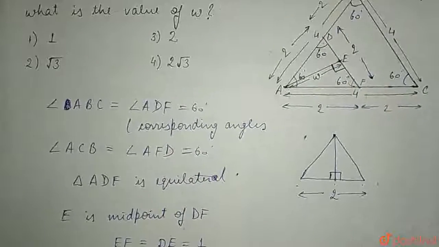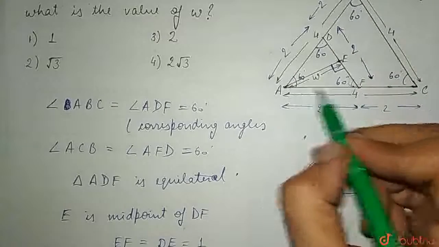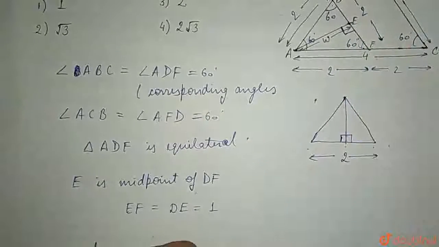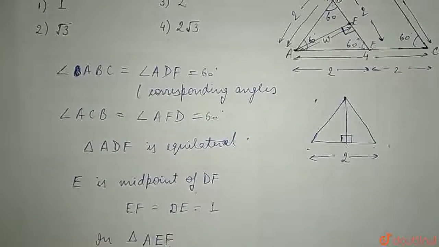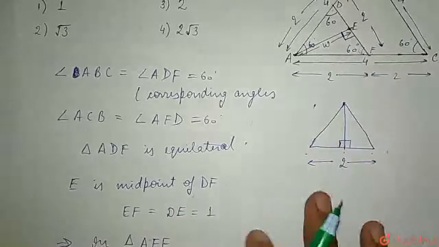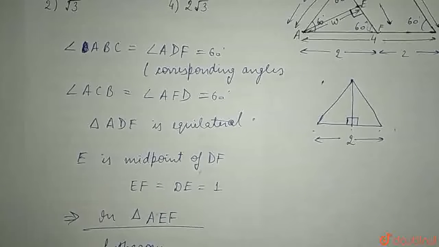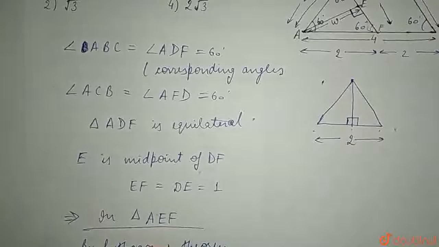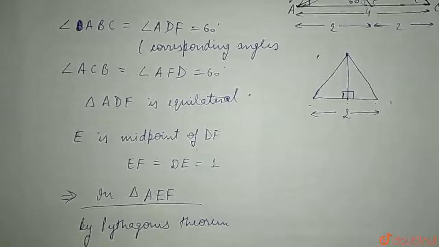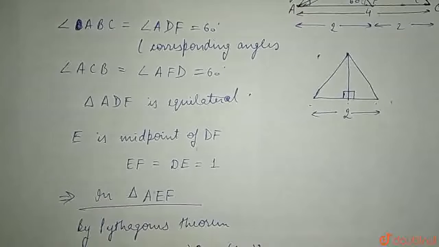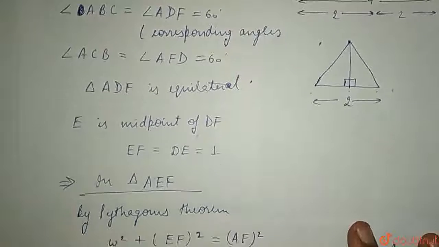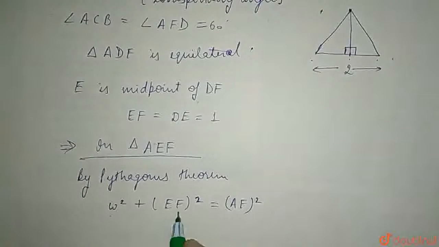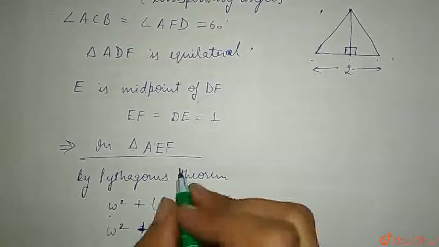Alright. Now if we know the value of EF, we know the value of AF, so we can find out the value of W by looking into triangle AEF. Now in triangle AEF, we can apply the Pythagoras theorem. By the Pythagoras theorem, the square of W plus the square of another adjacent side, that is EF, will be equal to the square of the hypotenuse. The sum of the squares of the other two sides is equal to the square of the hypotenuse. So W square plus EF, we know, is 1.